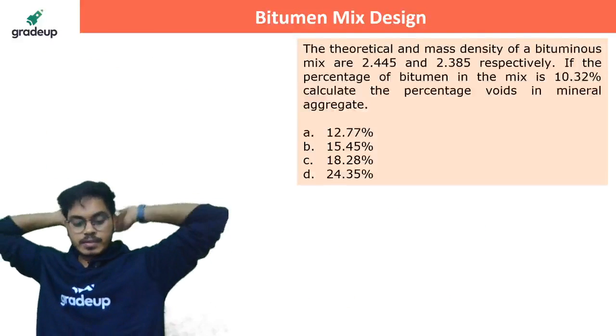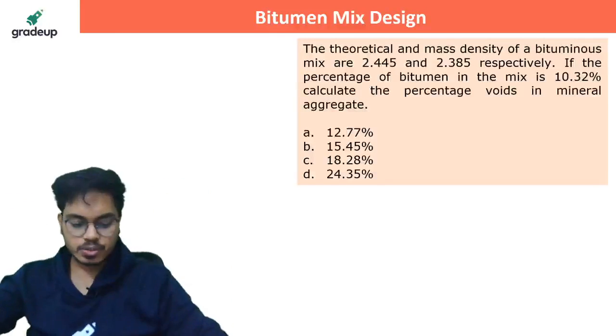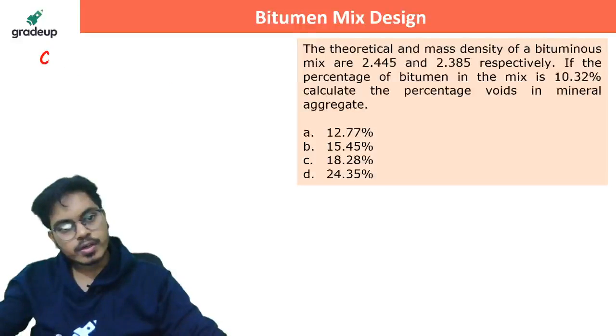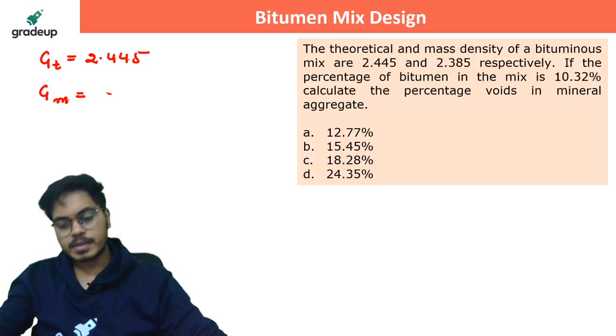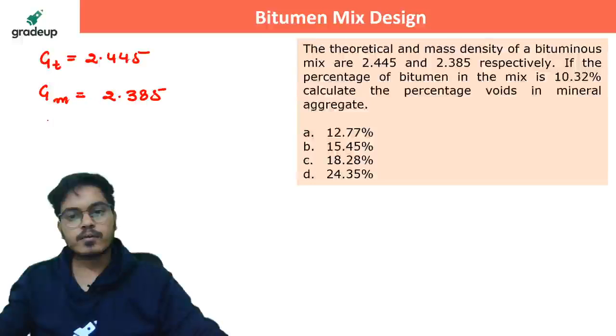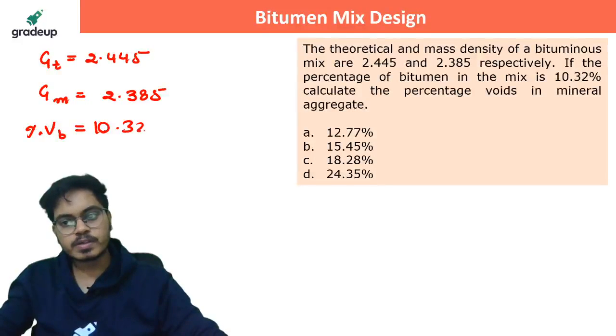Now this question, everybody. The theoretical and mass density are given to us. So the theoretical specific gravity is 2.445 and for the mix it is 2.385. And the volume of bitumen given as a percentage is 10.32 percentage, and they are asking us VMA.